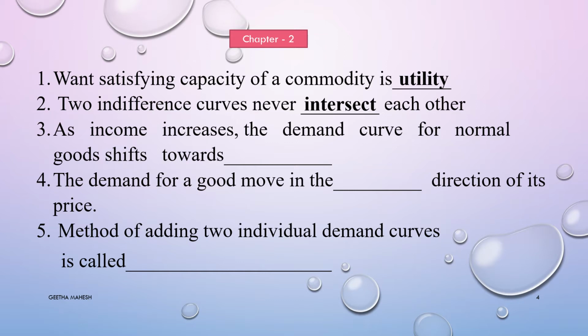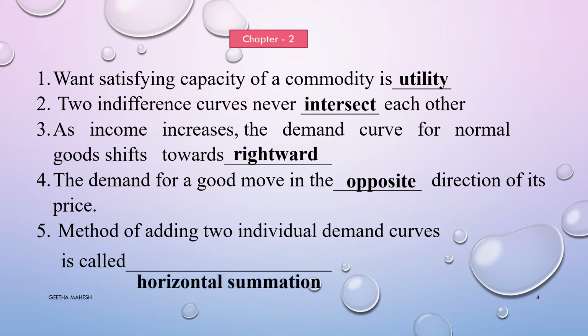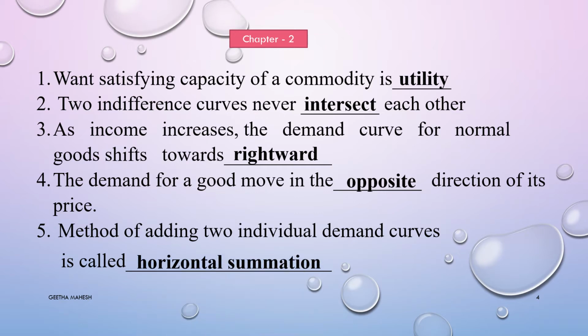As income increases, demand curve for normal goods shifted towards rightwards. The demand for a good moves in the blank direction of its price. Demand for a good moves in the opposite direction of its price. The method of adding two individual demand curves is called horizontal summation.